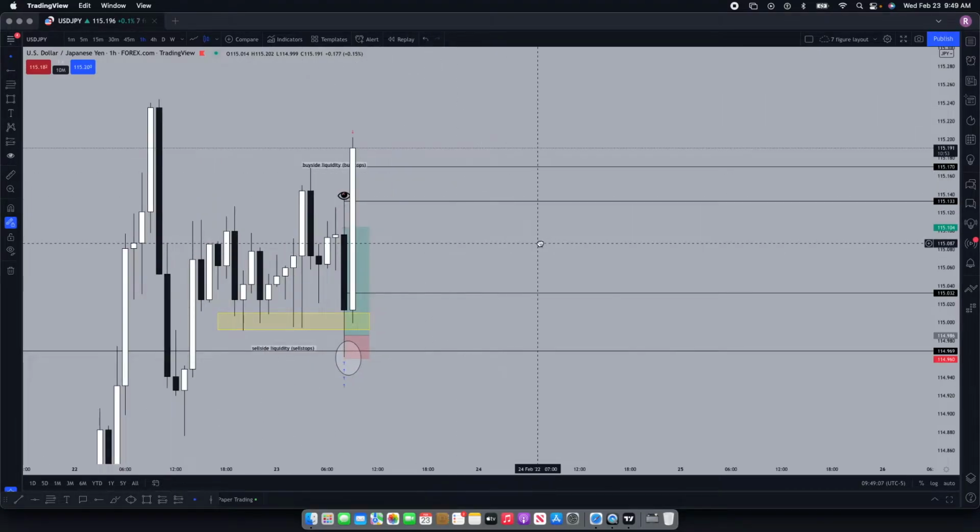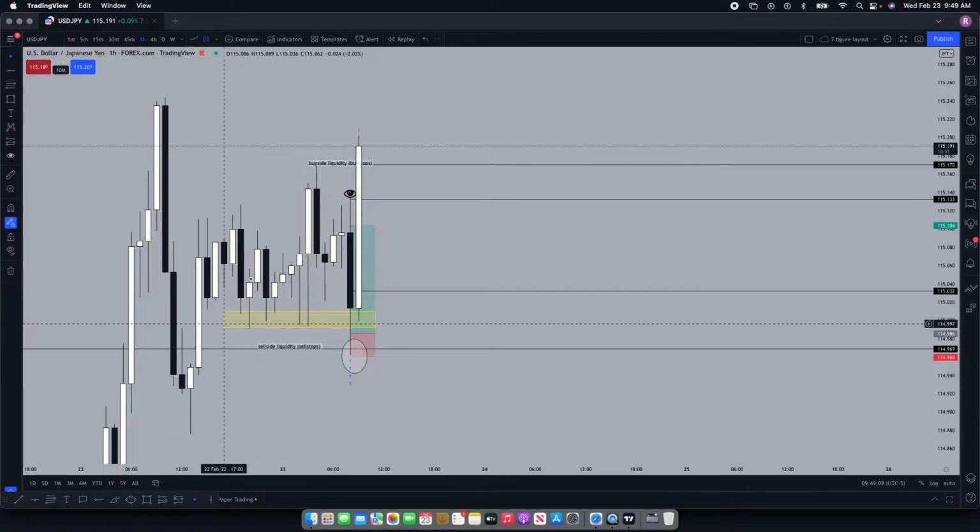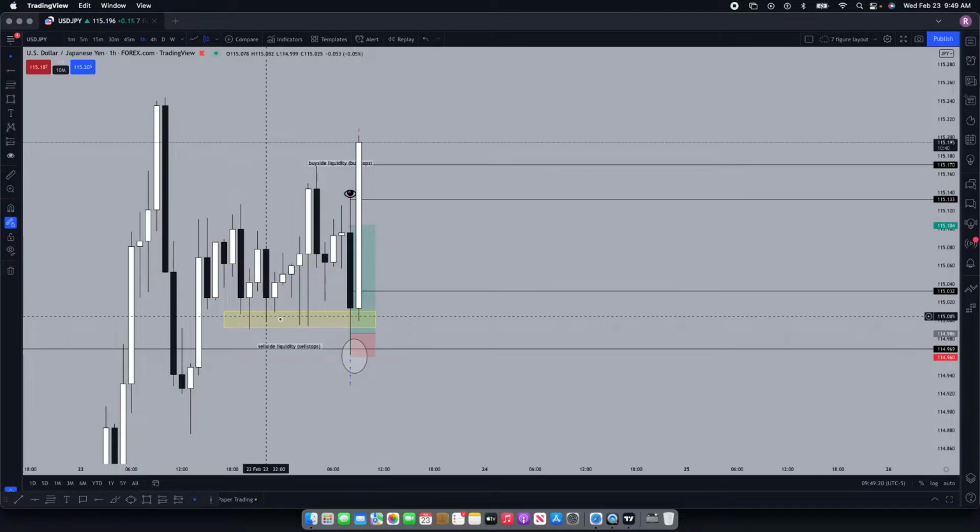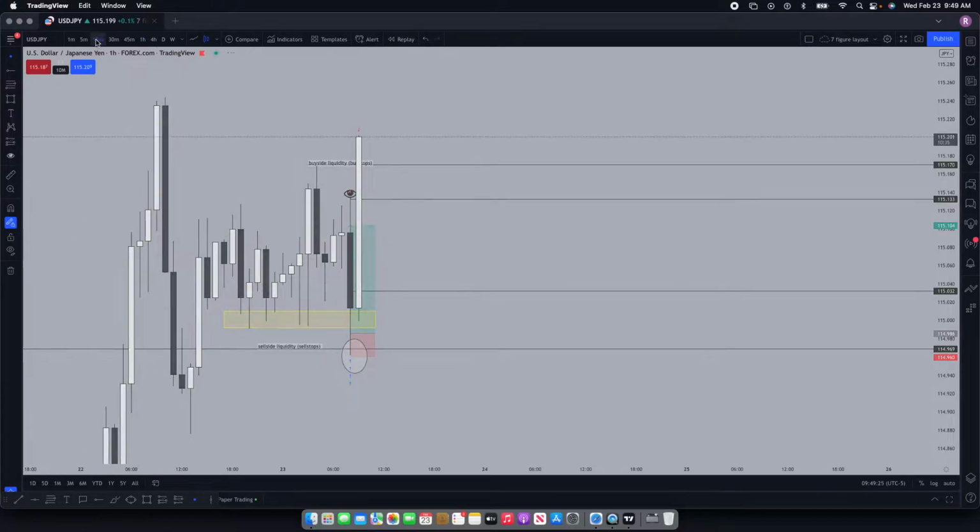So right here in the hourly, you can see we have a consolidation period. Like I said, right before the New York session opened up, we whipped down here as soon as the market opened. 8 o'clock right here, you can see this whole 8 o'clock candle. We whipped down, took out sell side liquidity, and then we rebalanced right back up to the upside. Now I'll show you my entry here.